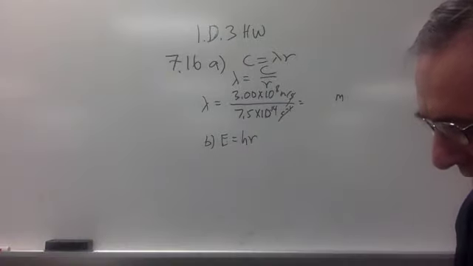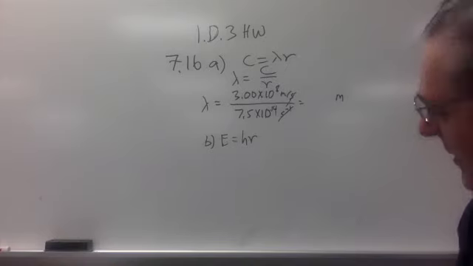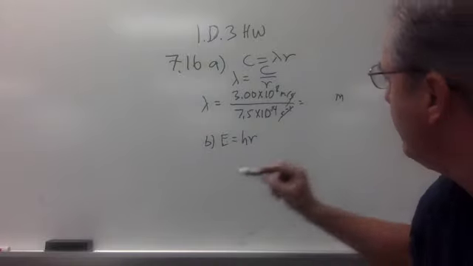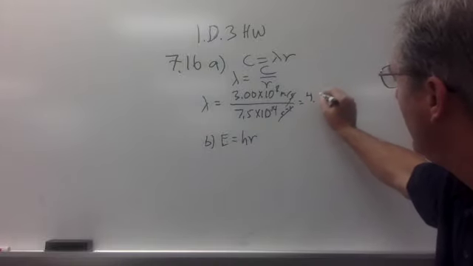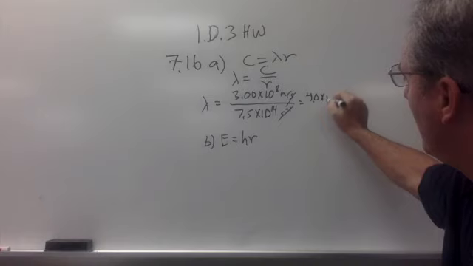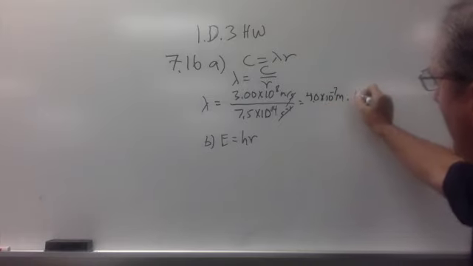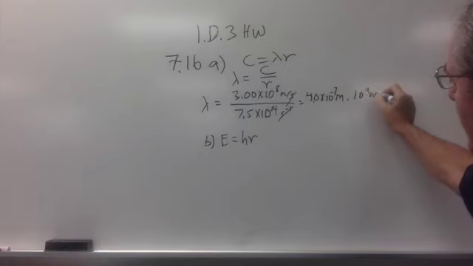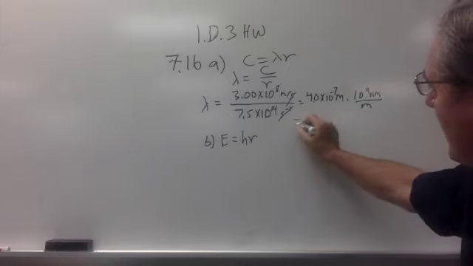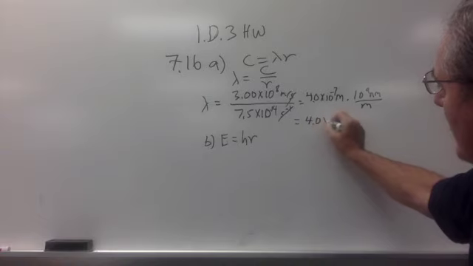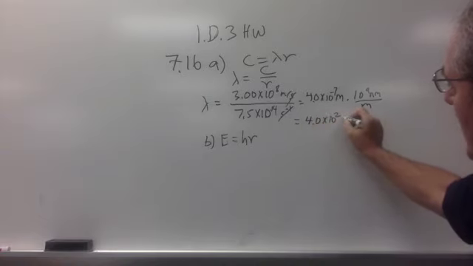3 times 10 to the 8th divided by 7.5 times 10 to the 14th is 4 times 10 to the minus 7. There are 10 to the 9th nanometers in a meter. So that's 4.0 times 10 to the 2 nanometers.